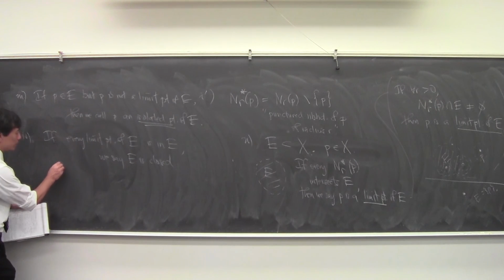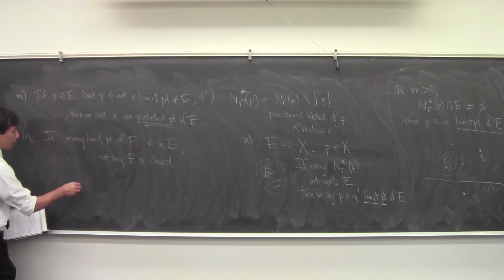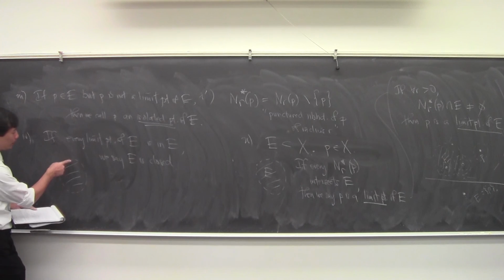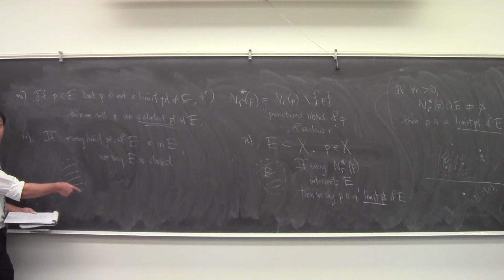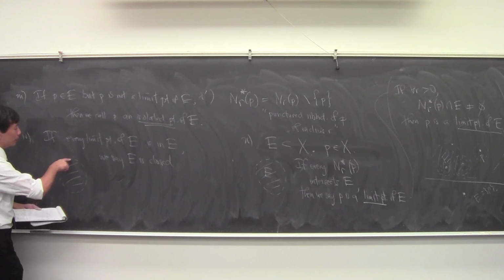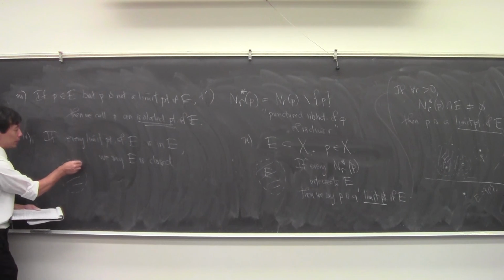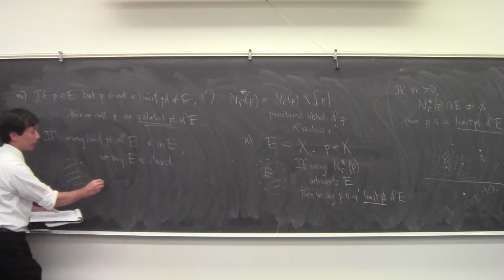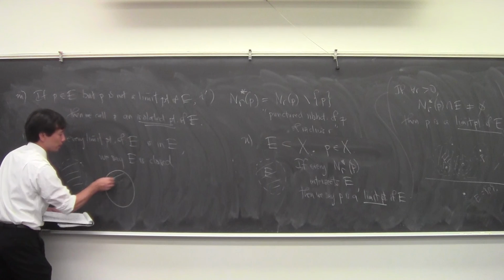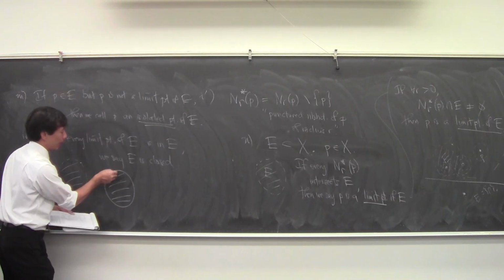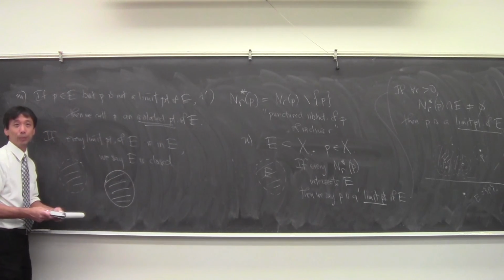So in that example of the open disk, the limit points are all these guys on the boundary, right? I guess the guys inside as well. But this one is not closed because there are limit points and it doesn't contain those limit points. But if we chose the disk including its boundary, well, that's closed, because it contains all its limit points.